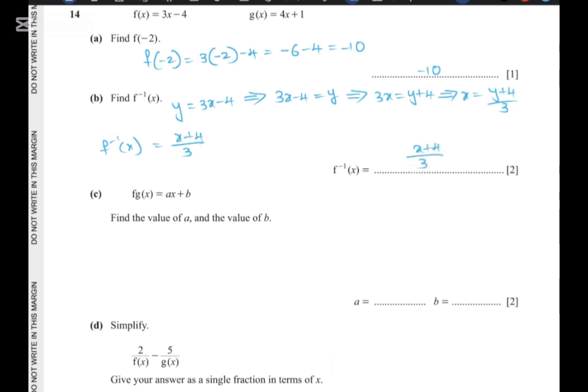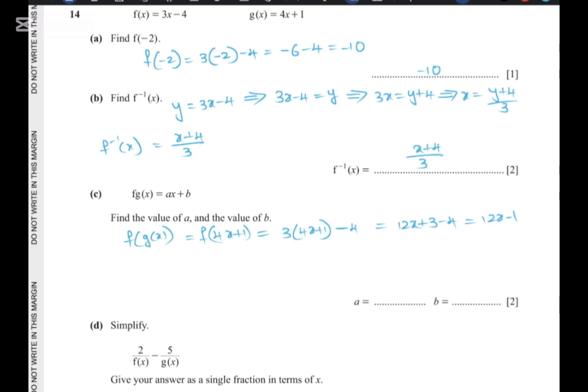Question number C. f of g of x is equal to ax plus b. Find the value of a and the value of b. So first we'll find out f of g of x. Now g of x is what? 4x plus 1. So in the function of f, substitute in place of x, 4x plus 1. So 3 into 4x plus 1 minus 4. This will be 3 multiplied by 4x is 12x, 3 multiplied by 1 is 3, minus 4. So this is 12x minus 1.